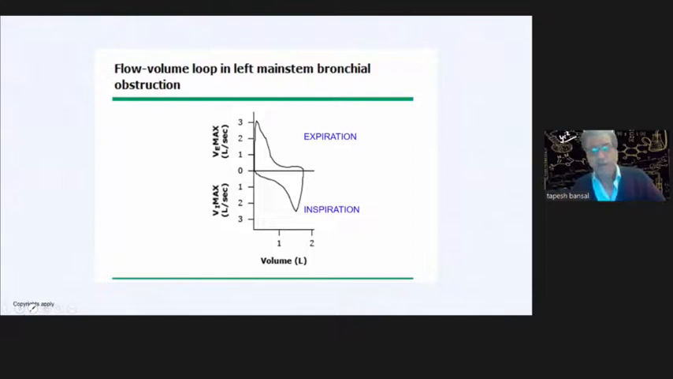So in cases of bronchial obstruction in the mainstem, which may occur due to a tumor, due to a mucus plug, or various pathologies depending on the situation, you will get an inspiratory scooping also here. It will slow down flow. This is because it is a fixed obstruction, right? So this is another thing you can pick up from a flow volume loop.